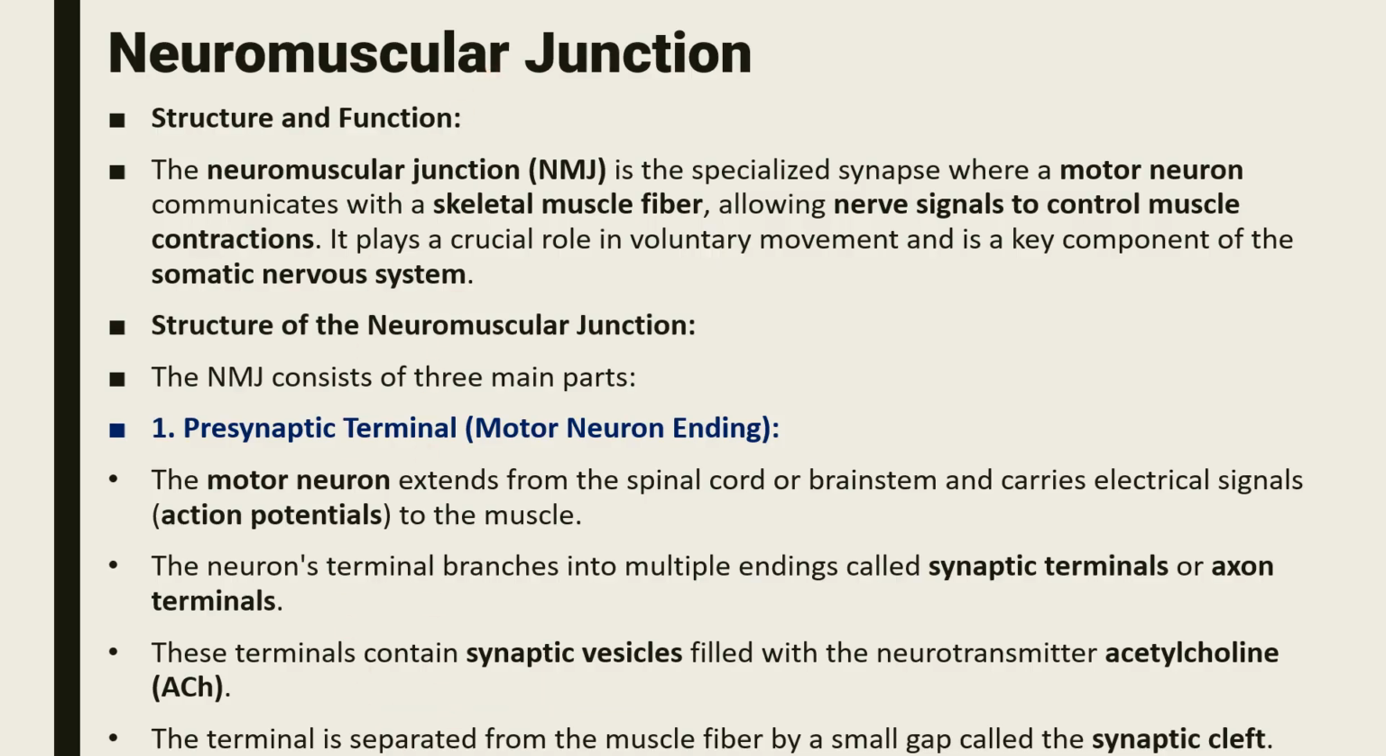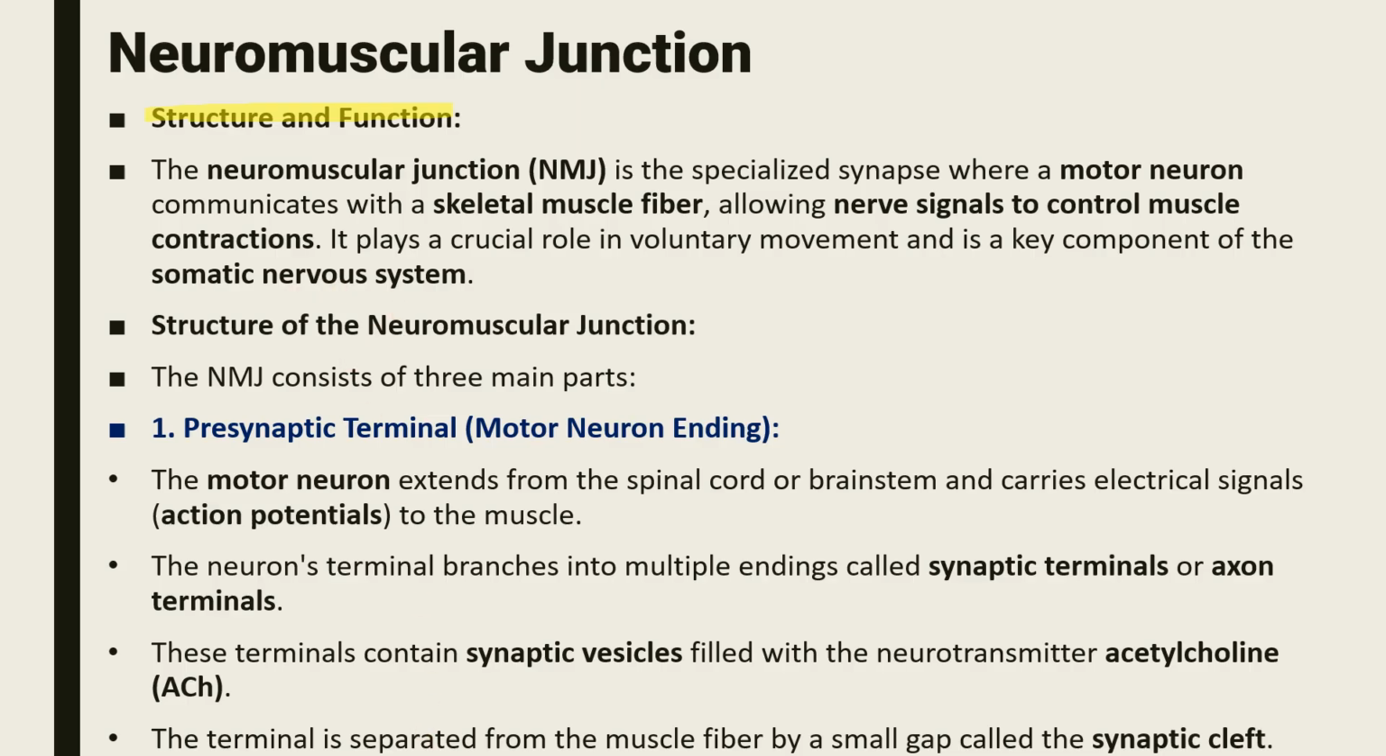Neuromuscular junction: structure and function. What is the neuromuscular junction? The neuromuscular junction is the specialized synapse where a motor neuron communicates with a skeletal muscle fiber, allowing nerve signals to control muscle contraction. It plays a crucial role in voluntary movement and is a key component of the somatic nervous system.